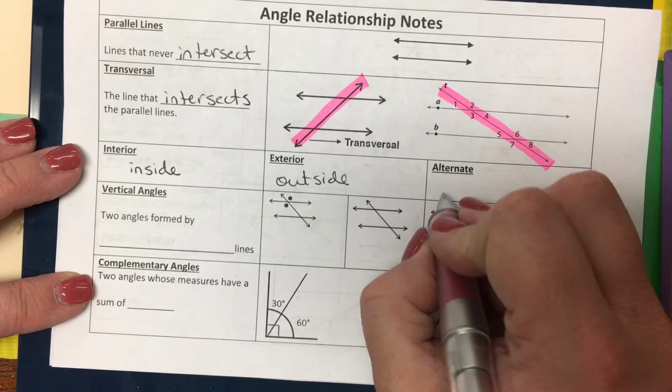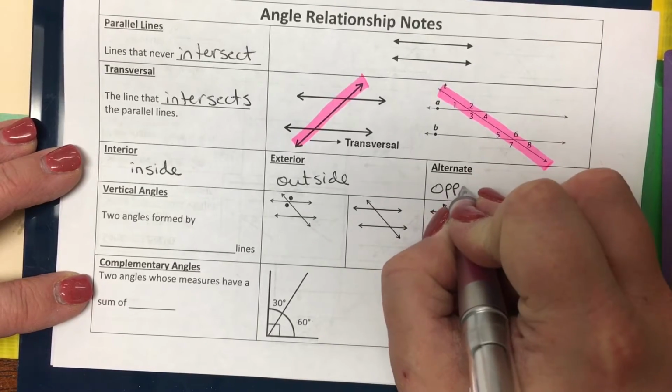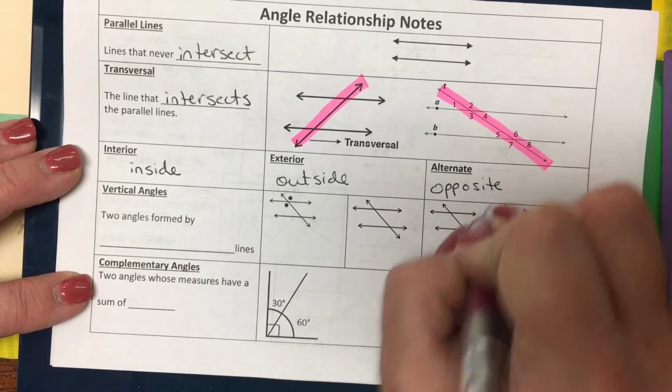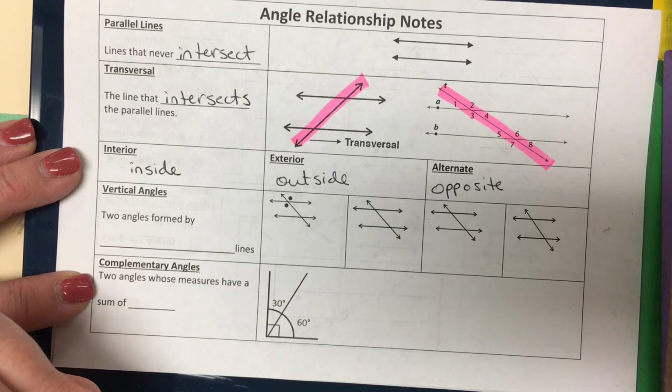Alternate, we're going to use opposite. Okay, so when we have something that's alternate, it's going to be the opposite.